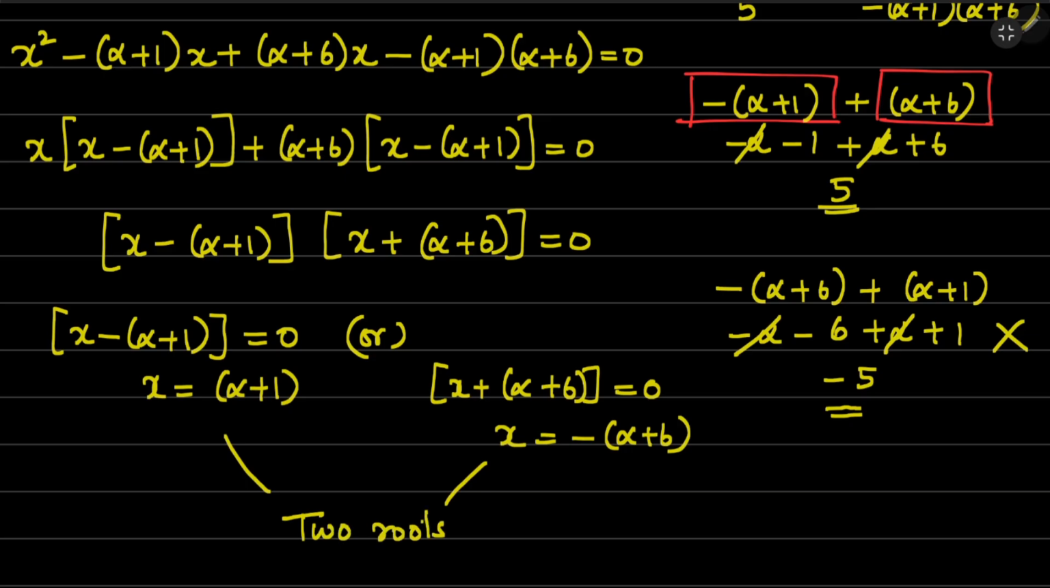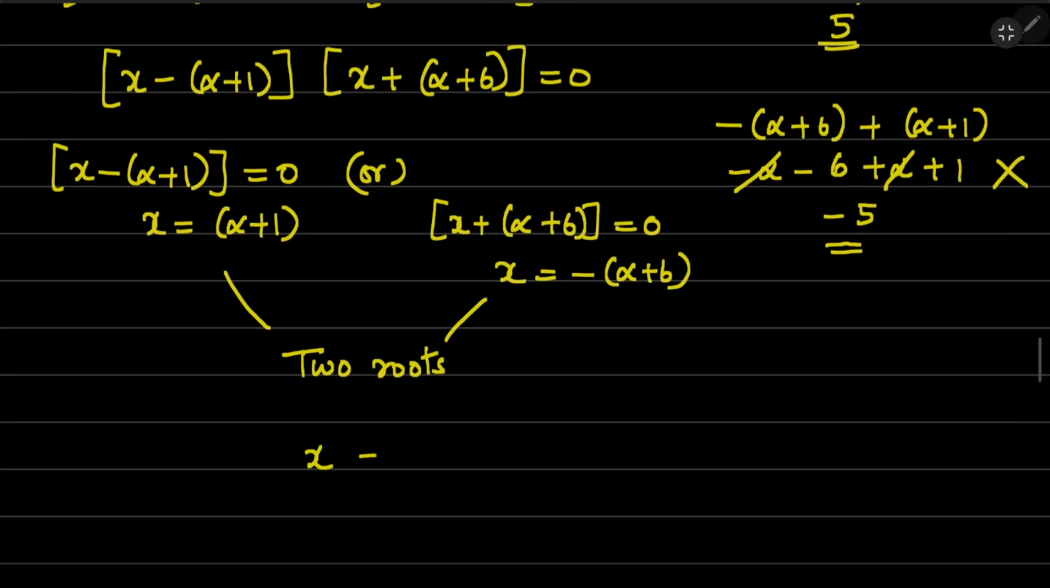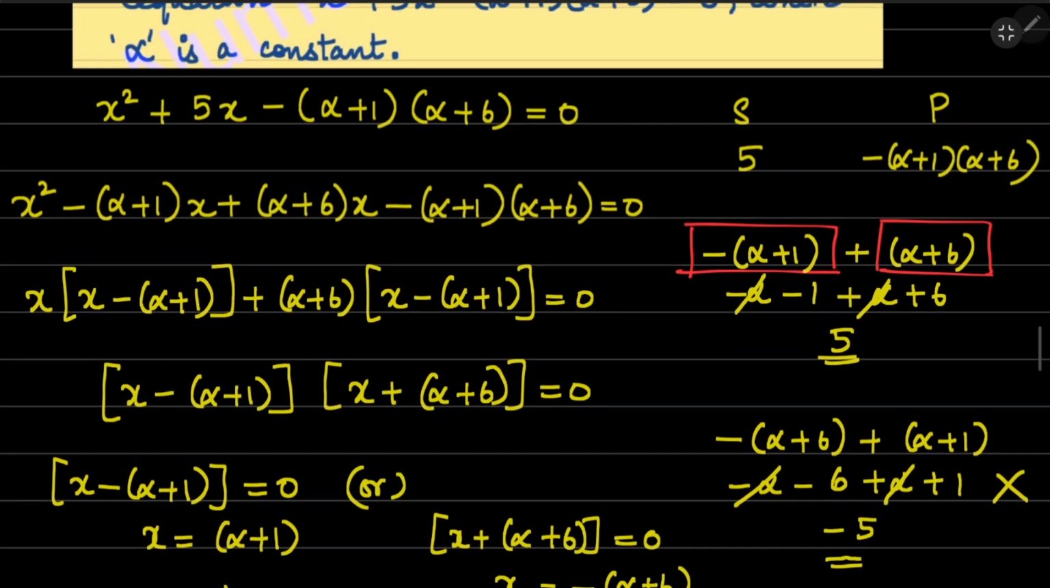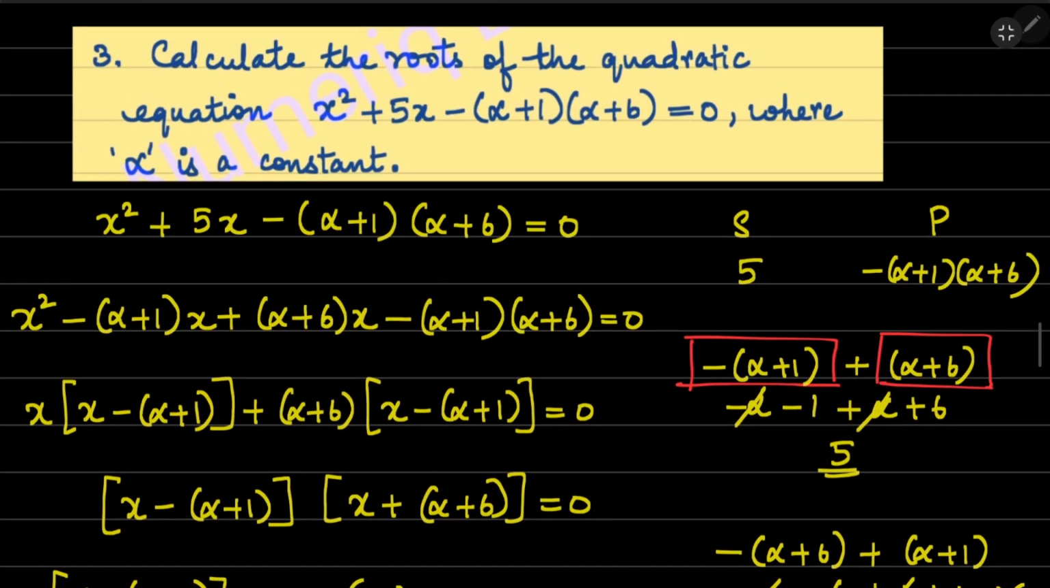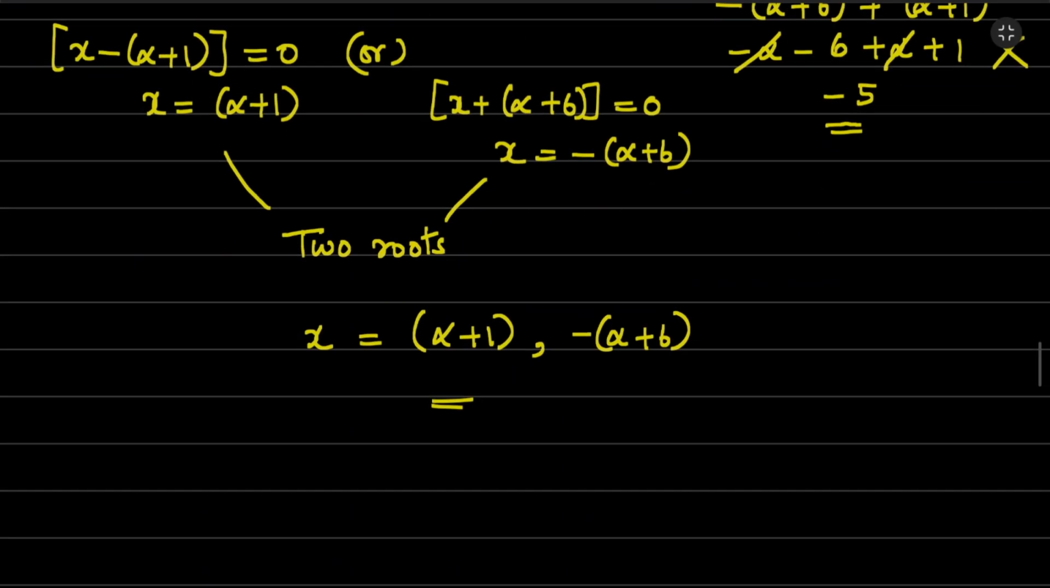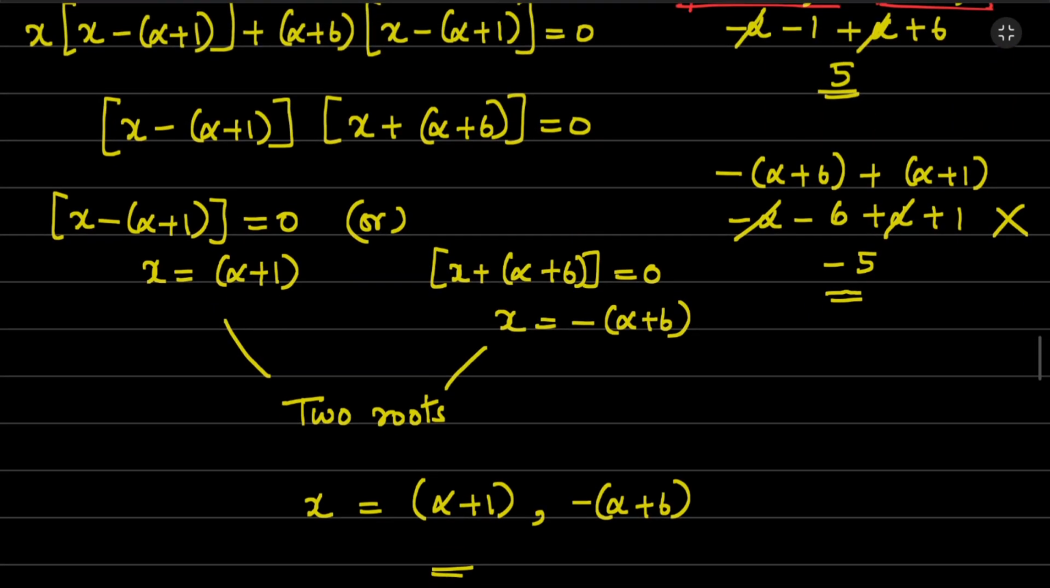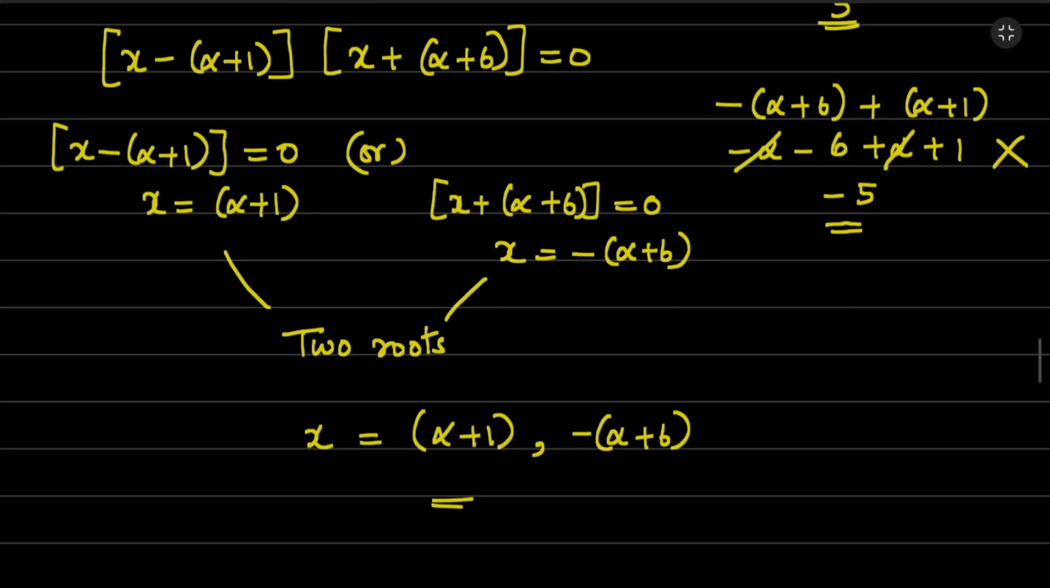Two roots. What are the two roots? You can even write it separately. x is equal to alpha plus 1 is one root. The other root is minus of (alpha plus 6), or minus alpha minus 6. Okay, so this is how you're calculating the roots of the given quadratic equation. I hope it is clear. Let's move on to the next question.